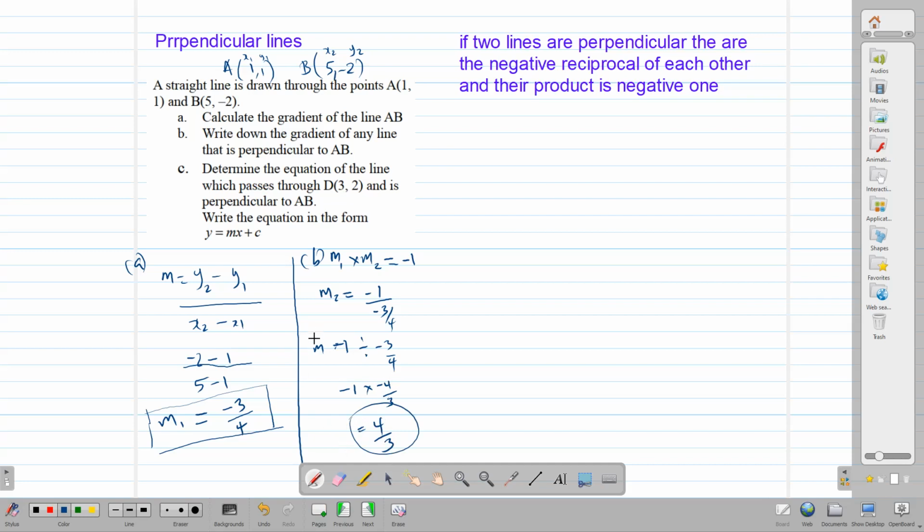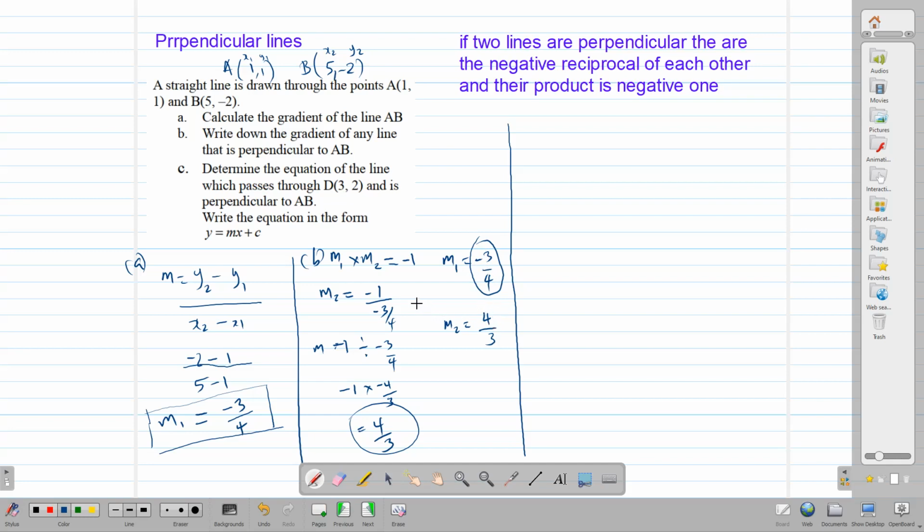You may not want to take this long route to working it out. What you can remember is if you have a gradient, as in this case, where m1 is equal to -3 over 4, and you want the gradient of any line perpendicular to that line, then what you can do is to take this number, invert it, so it becomes 4 over 3, and then you change the sign of the number. So your new gradient m2 would be equal to 4 over 3.